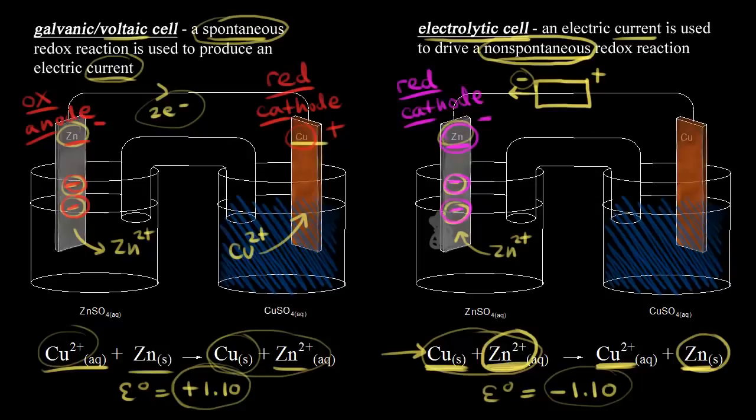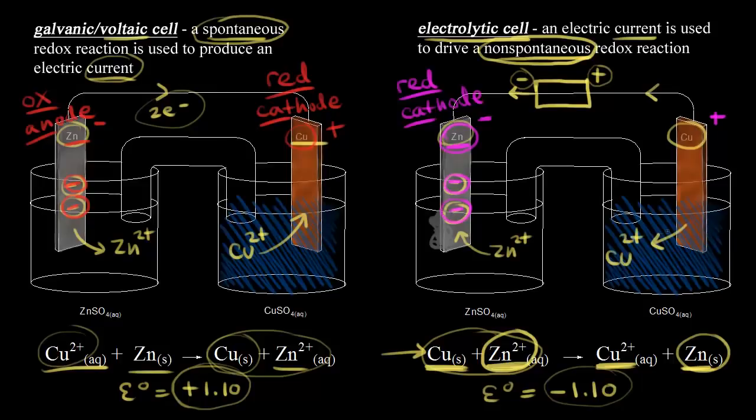The battery is pulling electrons away from the copper electrode. So the copper electrode is losing electrons. So electrons are going toward the positive terminal of the battery. That makes the copper electrode relatively positive. So this is our positive electrode. And this must be the site of oxidation. So solid copper turns into copper 2 plus ions.